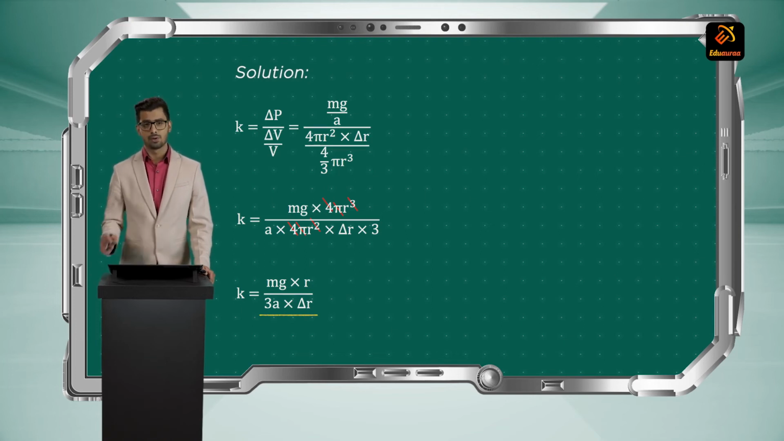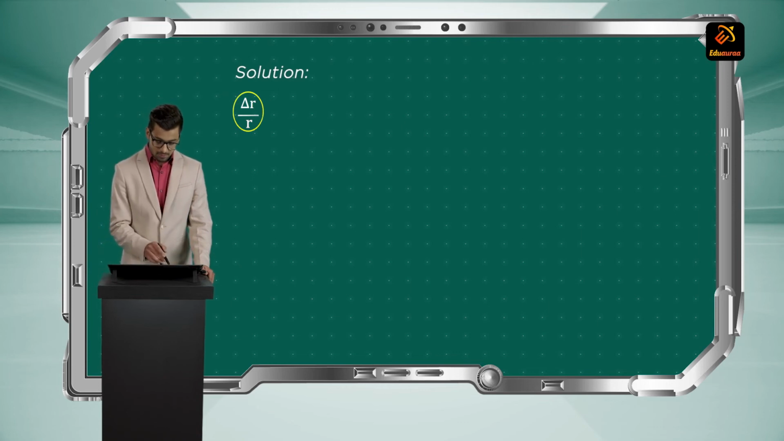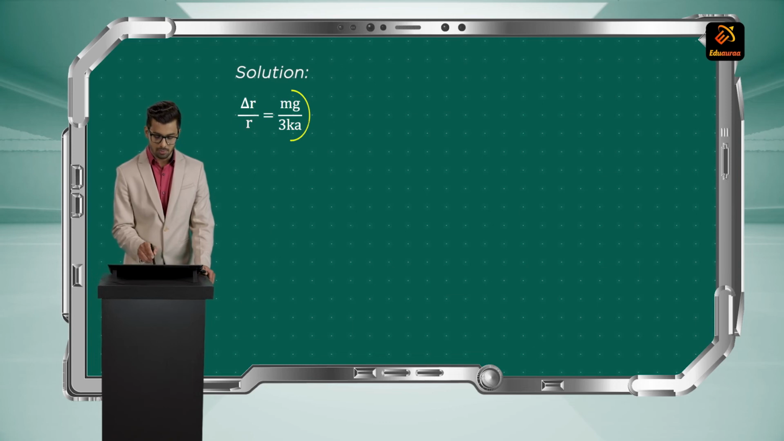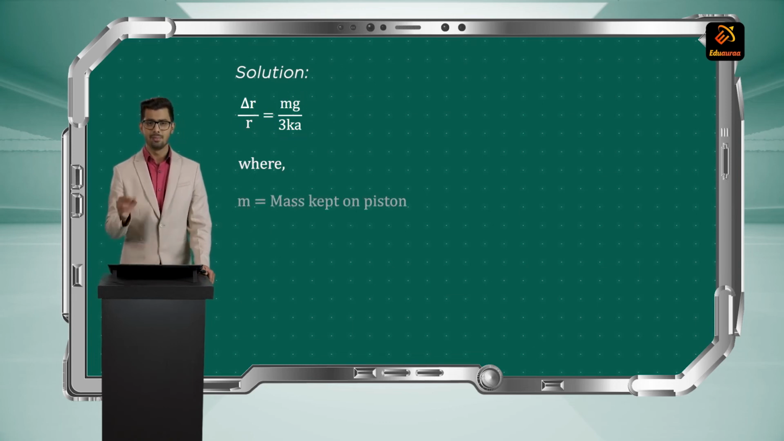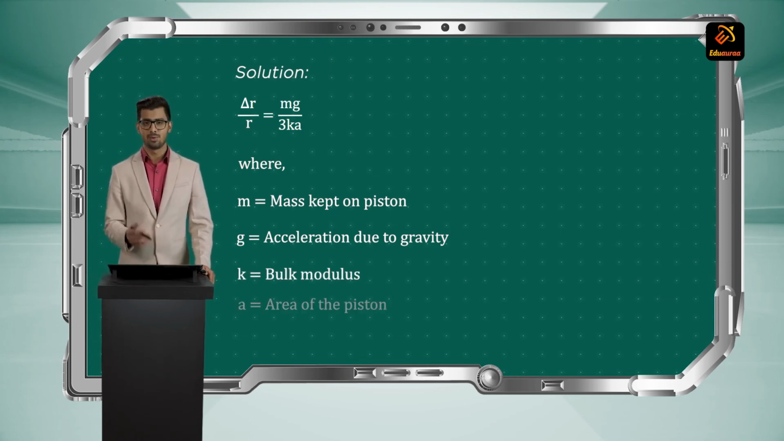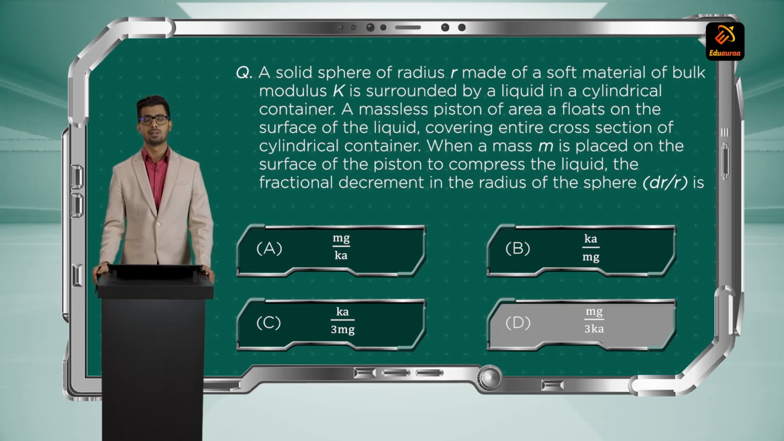Now what we want is delta r upon small r, which is dr upon r. Yes. So let's rearrange this equation for delta r upon small r. The formula for delta r upon small r becomes mg upon 3ka. m is the mass kept on the piston, g is acceleration due to gravity, 3 is the number, k is the bulk modulus, and a is the area of this piston. So we can see from the options that option D is the correct answer, which is mg upon 3ka.